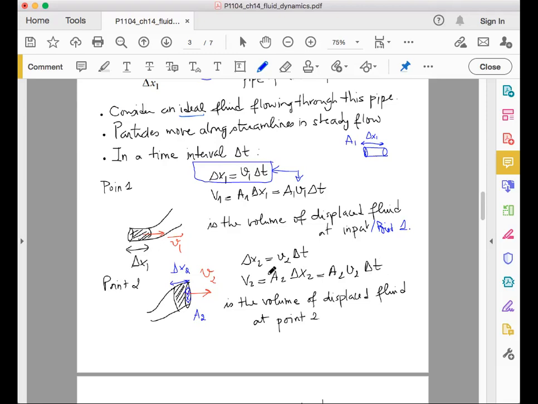Now the point is that we are dealing with an ideal fluid flowing through this pipe, and in an ideal fluid, the particles cannot get out of the fluid or get into the fluid.